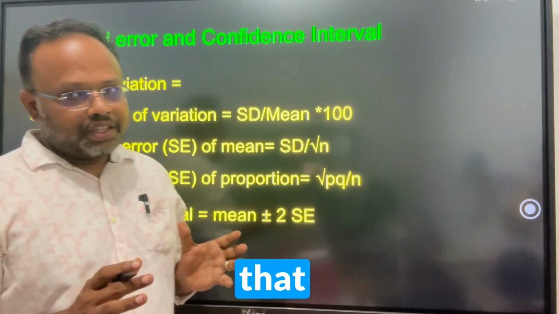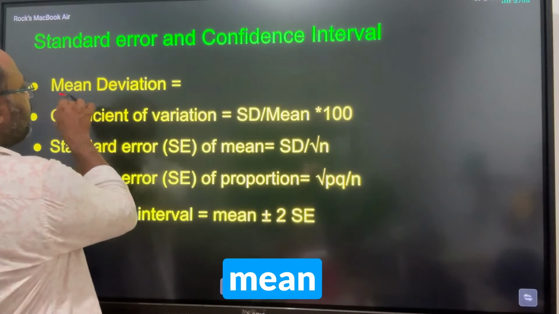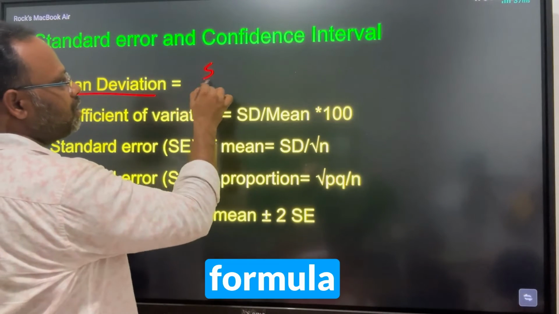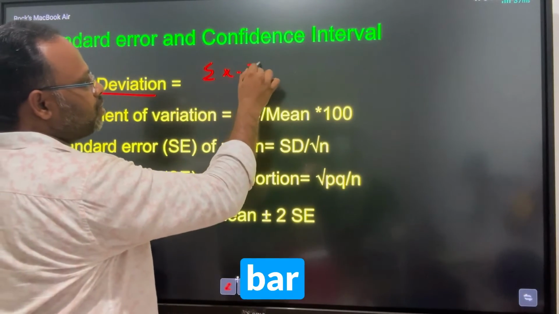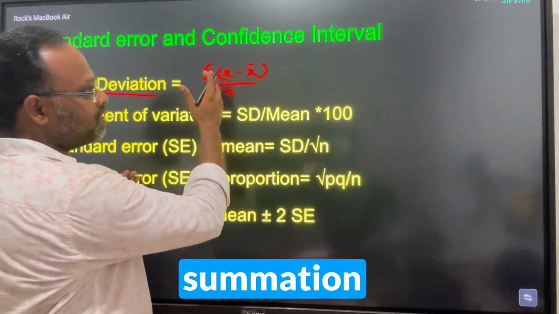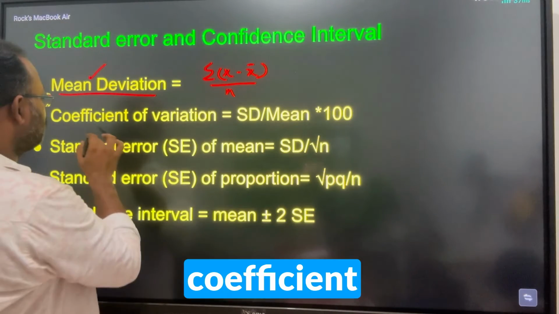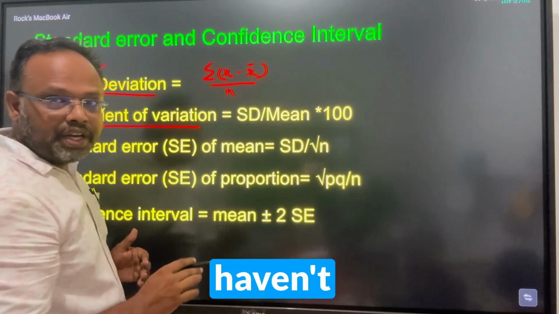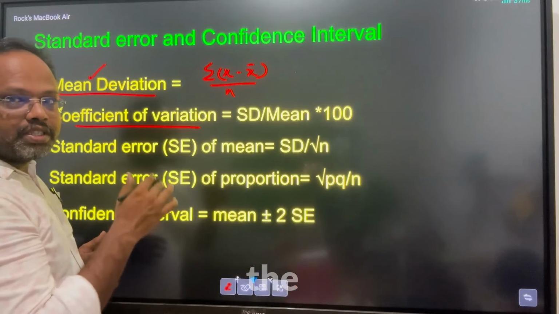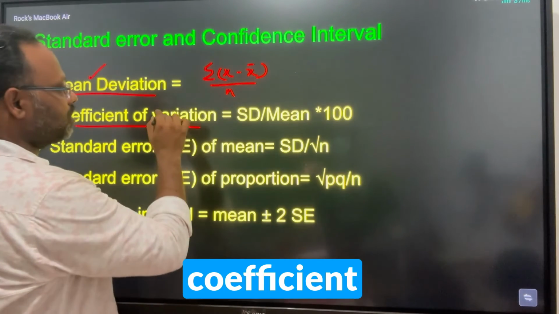In that, the penultimate measure was the mean deviation, which is given by the formula sigma x minus x bar divided by n. So it is the summation of the mean deviation divided by n. We have mentioned this coefficient of variation, but we haven't explained it there. This is the last measure of dispersion in our list. So that is the coefficient of variation.